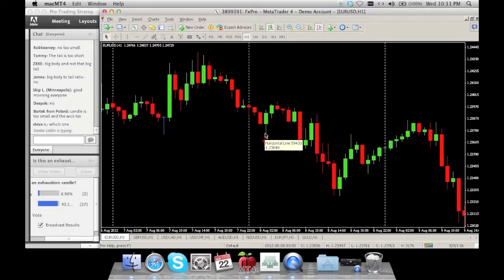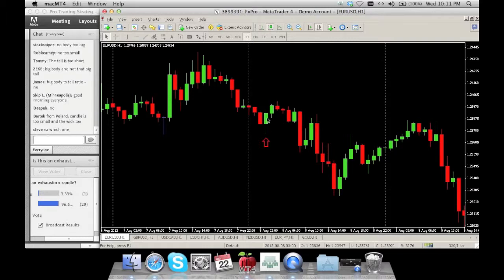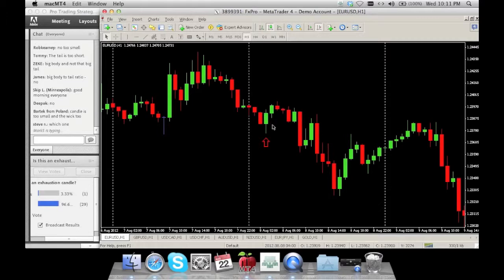James, yeah. Now, take a look at that tail. The tail's not that big, and the body is huge. Even though it worked out, it doesn't mean anything. Stick to the strictness of an exhaustion candle.